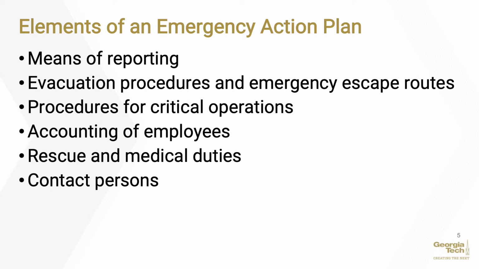At a minimum, the plan must include the following elements: means of reporting fires and other emergencies, evacuation procedures and emergency escape route assignments, procedures for employees who remain to operate critical operations before they evacuate, accounting for all employees after an emergency evacuation has been completed, rescue and medical duties for employees performing them, and names or job titles of persons who can be contacted. Make sure to include procedures for assisting people with disabilities or who do not speak English.